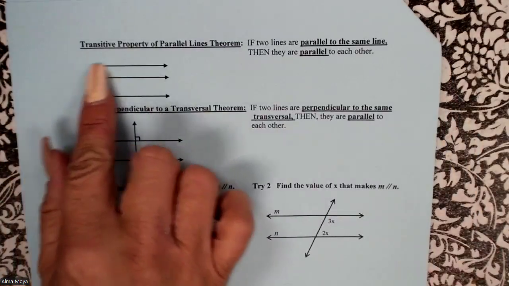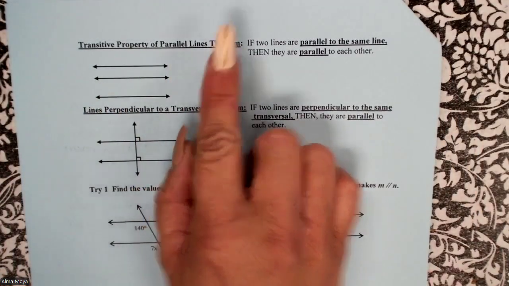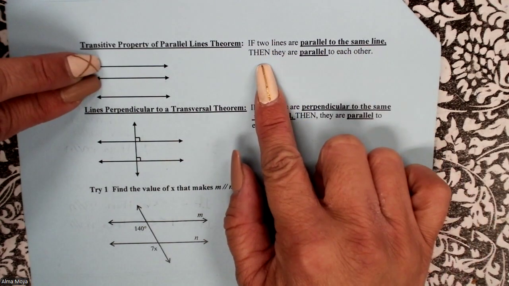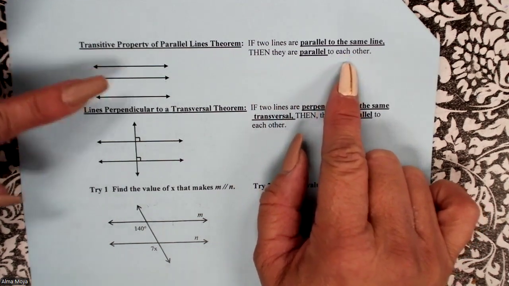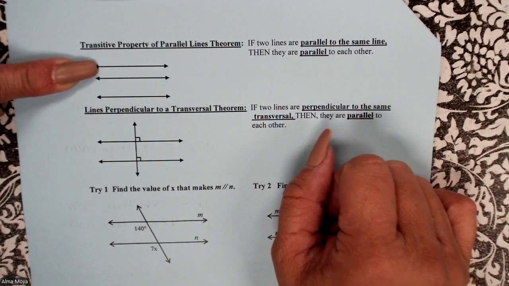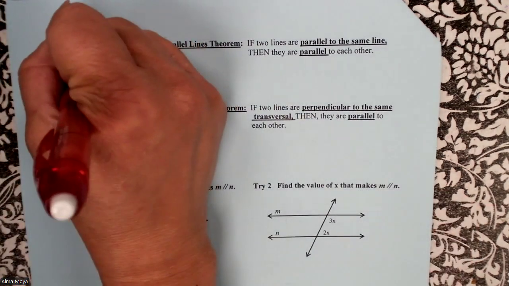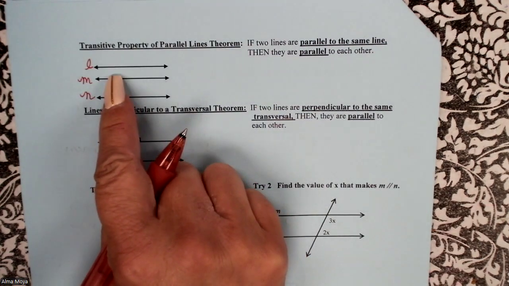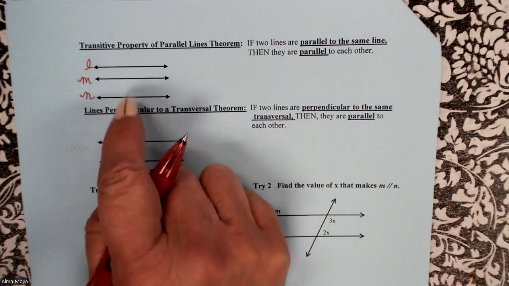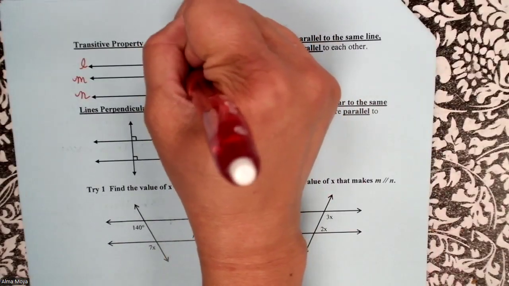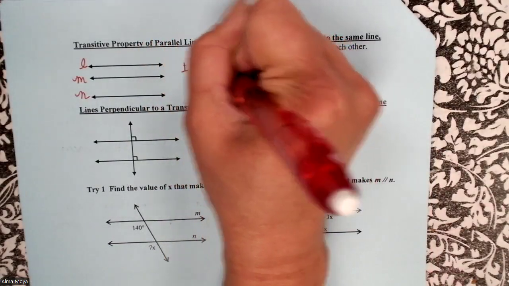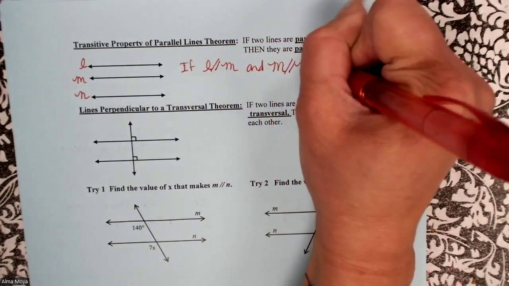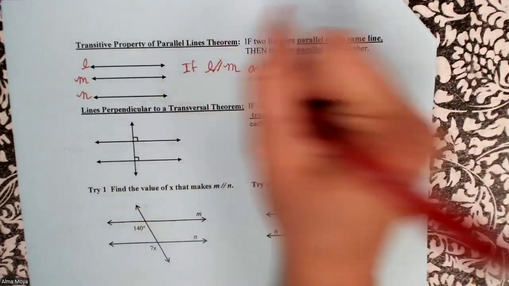The transitive property of parallel lines theorem. If two lines are parallel to the same line, then they are parallel to each other. So basically, if these are parallel to each other, let's say that this one is L, this one is M, and this one is N. So if L is parallel to M and M is parallel to N, then I can say L is parallel to N. If L is parallel to M and M is parallel to N, then I can say the top is parallel to the bottom.